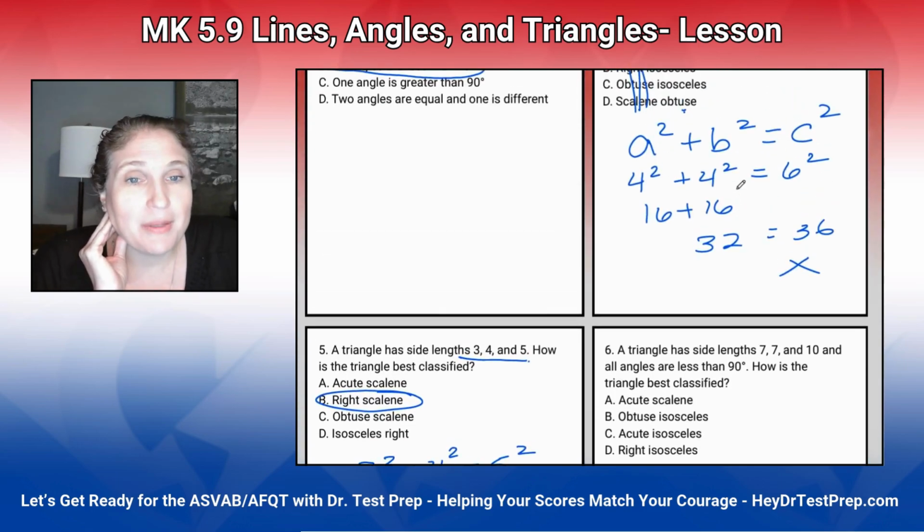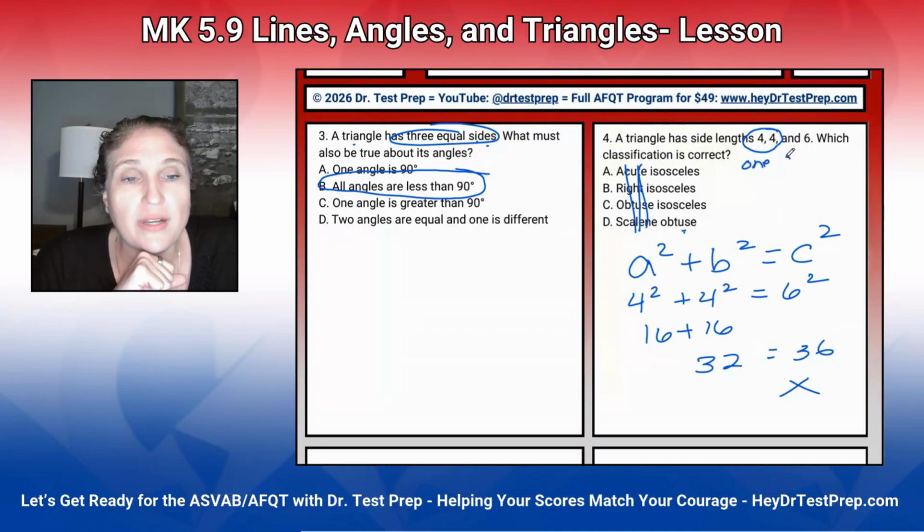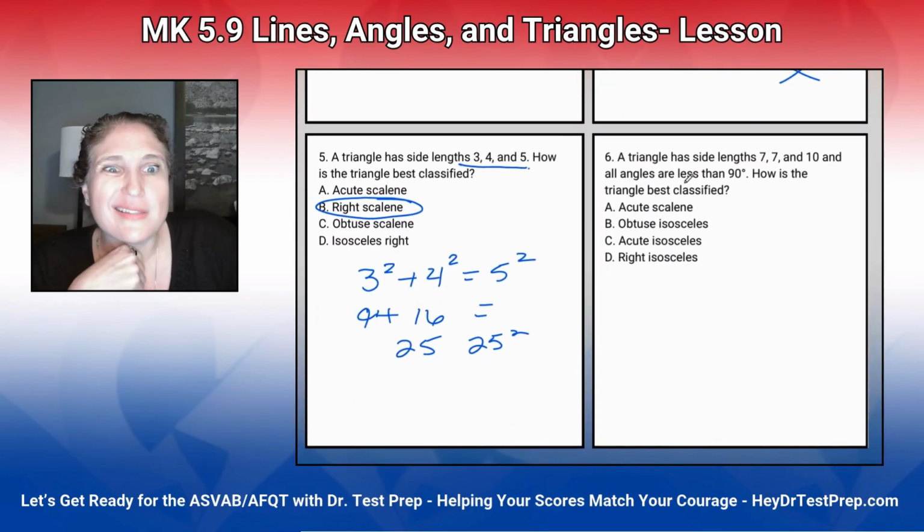Here, I think what I probably need to do is add into here one angle is over 90 degrees. And then in that case, we'll say the correct angle is obtuse isosceles. That'll be the easiest fix.